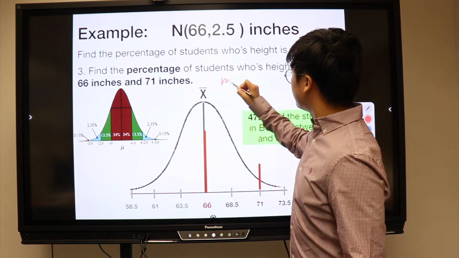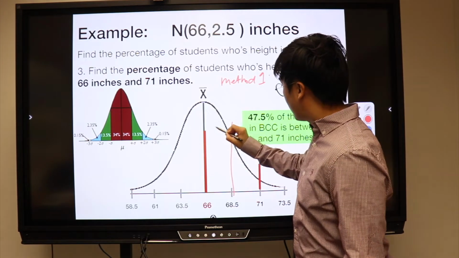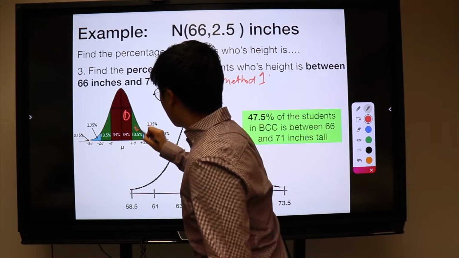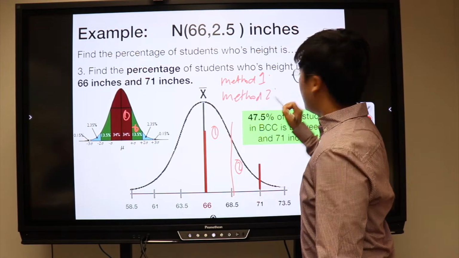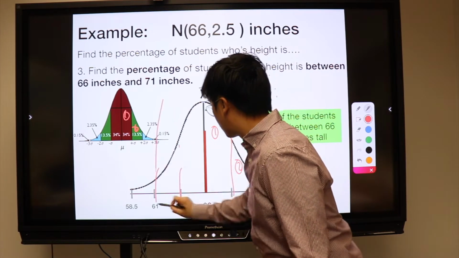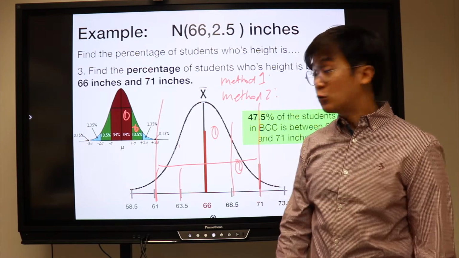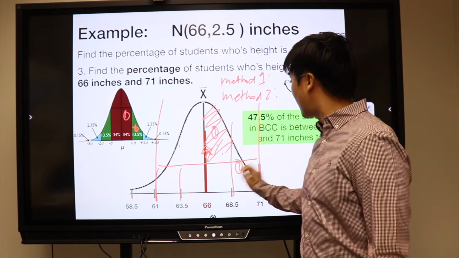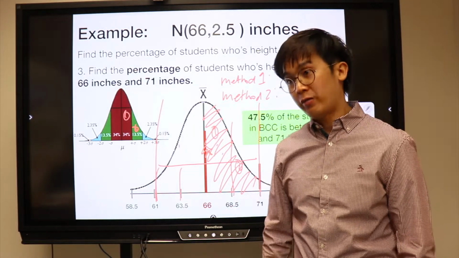Method 1: adding the two partitions based on percentage, the empirical rule. Method 2: Elizabeth's method. She knows that this much is 2 standard deviations away from the mean, and 2 standard deviations away from the mean is 95%. So what she did was she took half of it and she got the same answer. So you can use both, whichever you prefer.